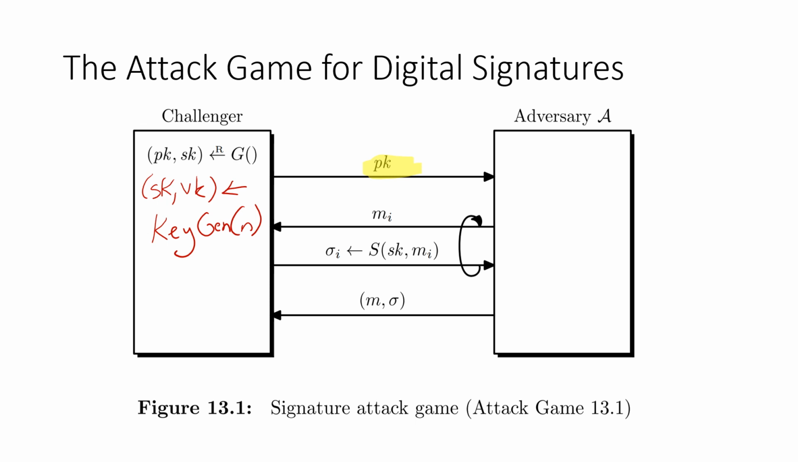And then, as before, the adversary can ask for many messages and get back a signature on that message. At the end, he's going to have to create a new message and signature that verifies. And if he can do this, then he can forge signatures, and that signature scheme would not be secure. The main difference here from what we've seen with MACs is the adversary does have access to that public key or that verification key.